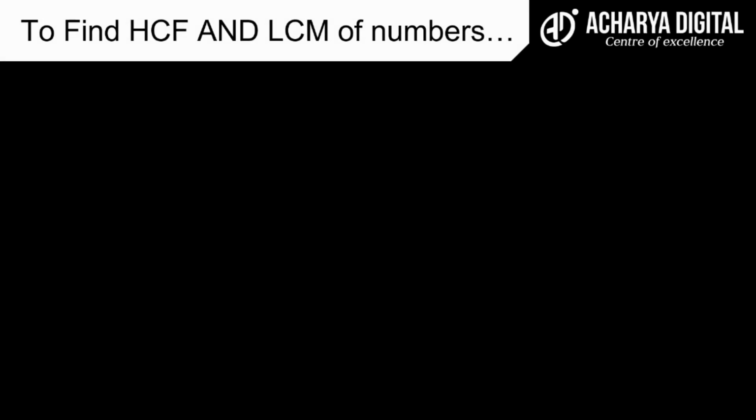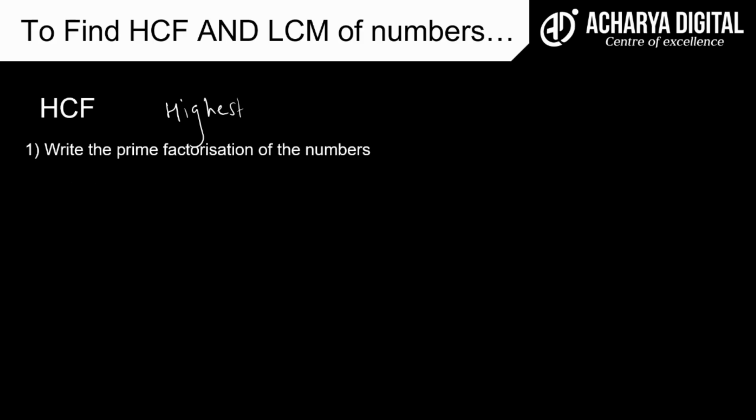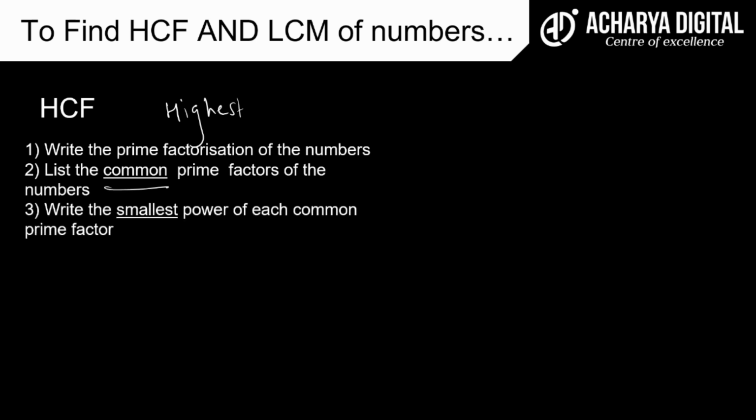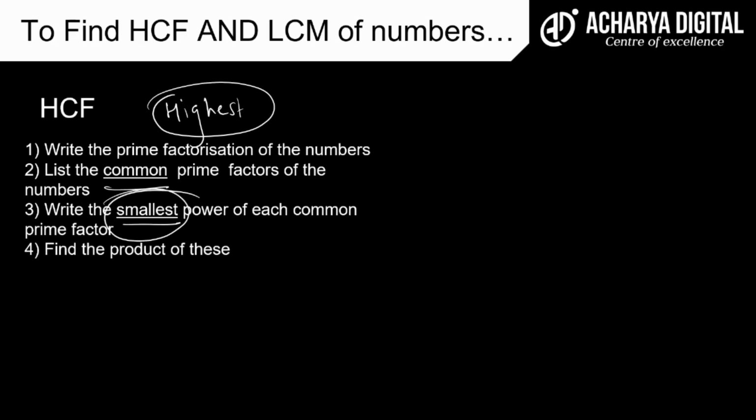Now let us see how to find out HCF and LCM of the numbers. What is HCF? HCF is nothing but highest common factor. Now here remember the word highest. Step 1, write the prime factorization of the numbers. Step 2, list the common prime factors of the numbers. Step 3, write the smallest power of each common prime factor. So for highest, remember smallest power. Opposite words, okay? Then next, find the product of these smallest powers of each common prime factor.